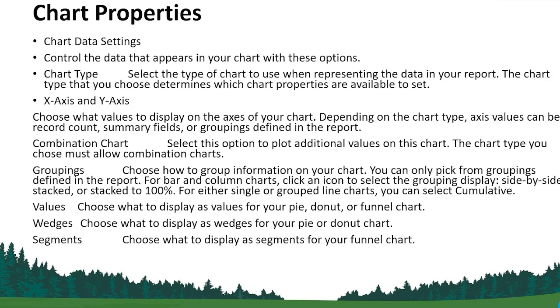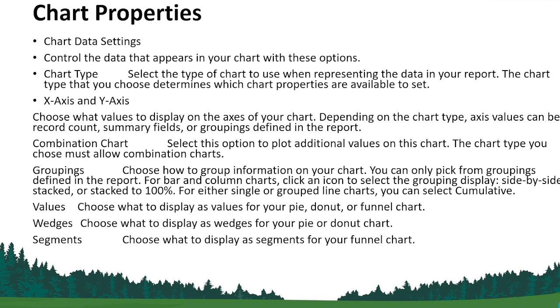So we have different chart properties. The chart data settings. In chart data settings, you can control the data that you want to show in your chart. You can have multiple options for that. The chart type. In chart type, you are choosing which data to be represented in your report, and then the chart properties that need to be available to be changed.